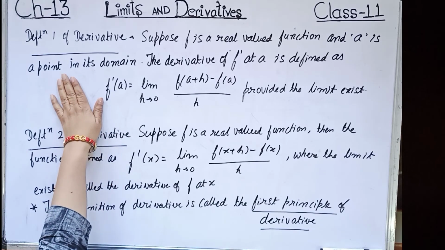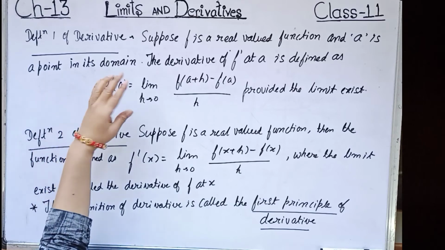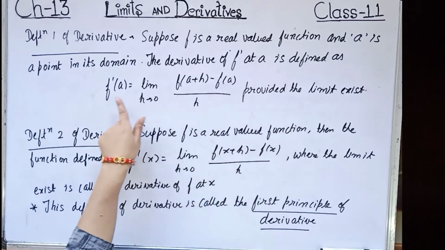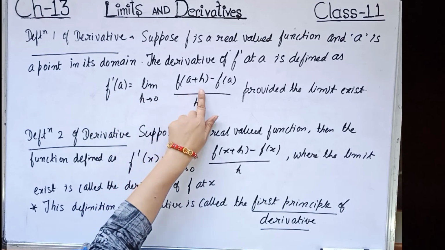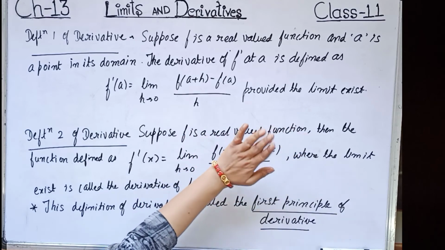Now definition 1 of derivative. Suppose f is a real valued function and a is a point in its domain. Then the derivative of f at a is defined as f dash a equals limit h tending to 0 of f of a plus h minus f of a, divided by h, provided the limit exists.